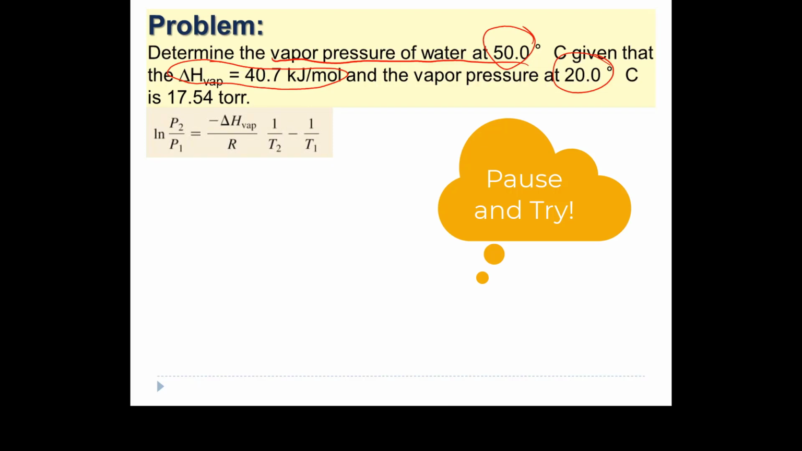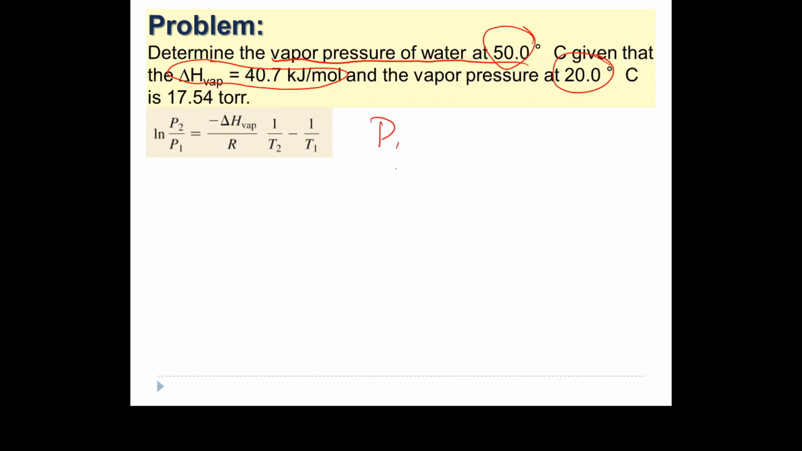So what we need to do is identify pressures and temperatures, because those are the variables in question here. It doesn't matter what we set as the ones and what we set as the twos, as long as we pair up the temperatures and pressures, okay? So at 20 degrees, we have a pressure of 17.54 torr. Those two have to be paired up. That can be P1 and T1, or it can be P2 and T2. It doesn't matter, but they have to be paired up. The other pair would be T2, and P2 is the thing we don't know, right? We don't know the vapor pressure.